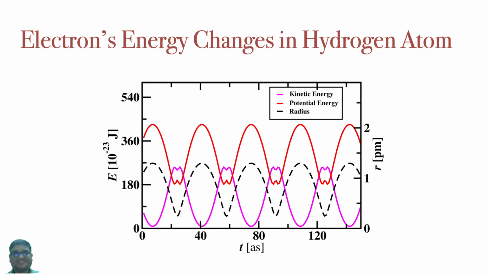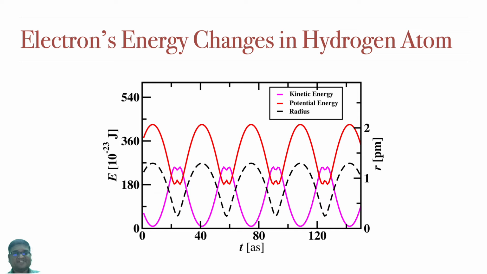Now the potential energy: when the electron is away from the nucleus, away from the proton, the potential energy is very high. When the electron approaches the proton, the potential energy decreases, which means for core electrons the potential energy is low. And the kinetic energy, represented here in the pink line, is low when the electron is away from the nucleus.